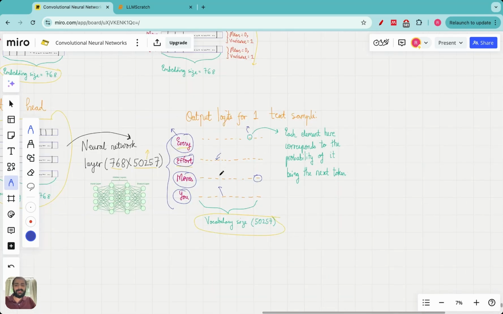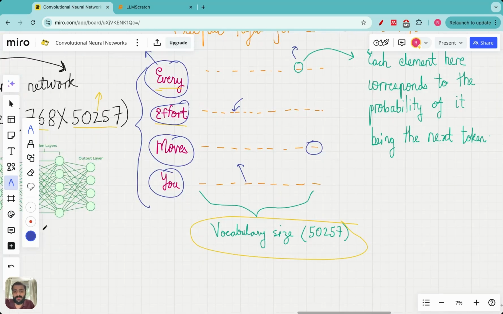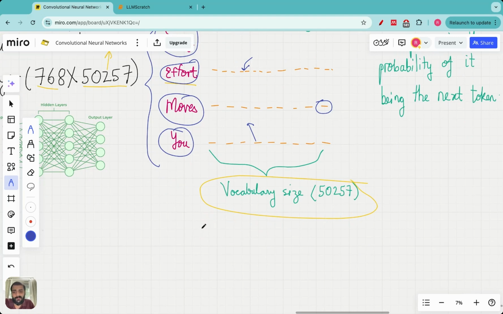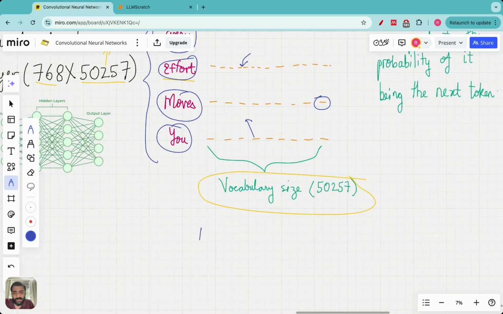Now one thing to mention is that here, the output tensor value will actually be 4. So let me write this down over here. The output tensor value will be 4 multiplied by the vocabulary size, which is 50257.